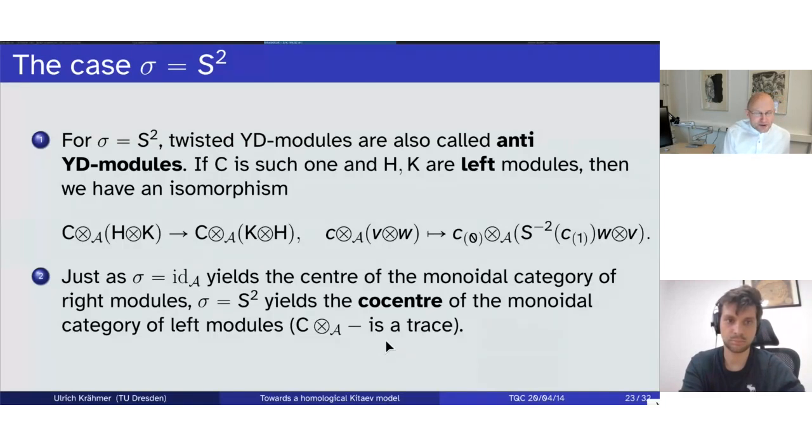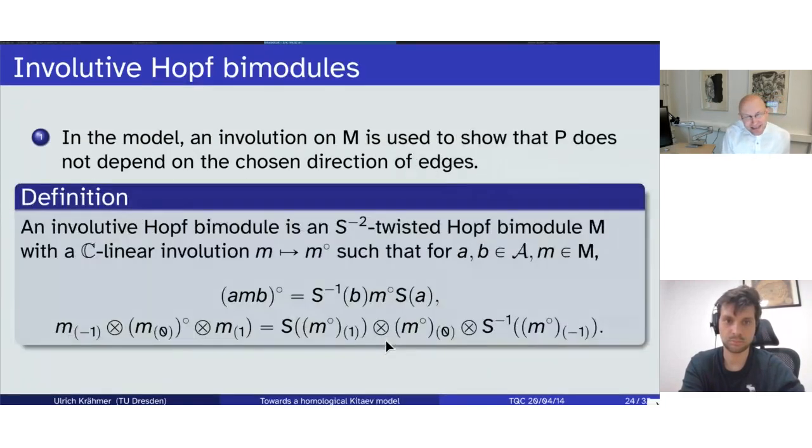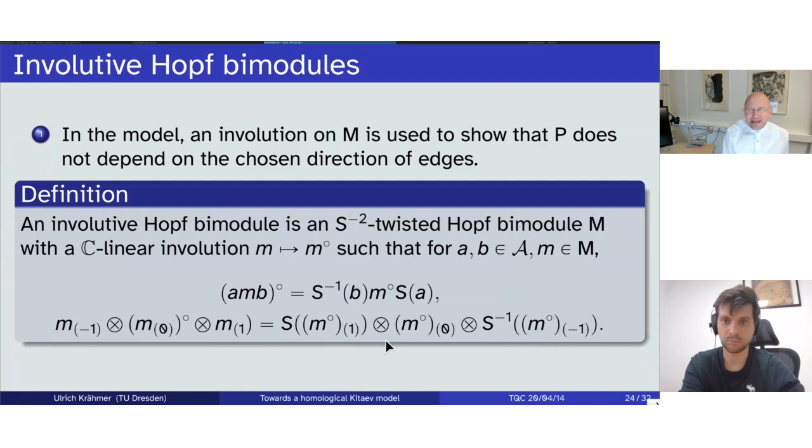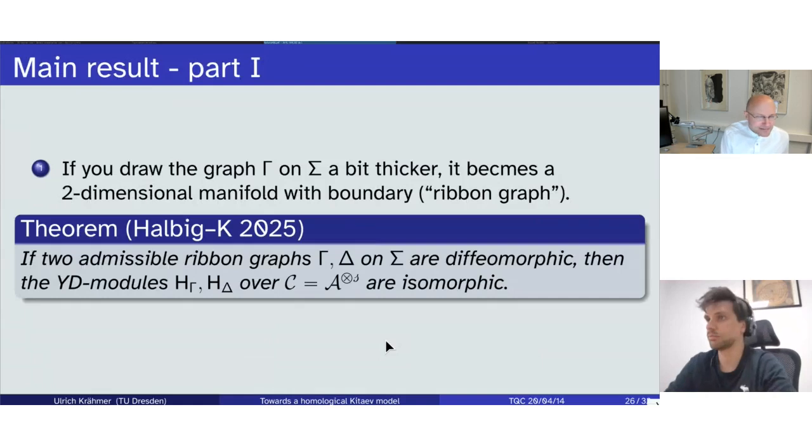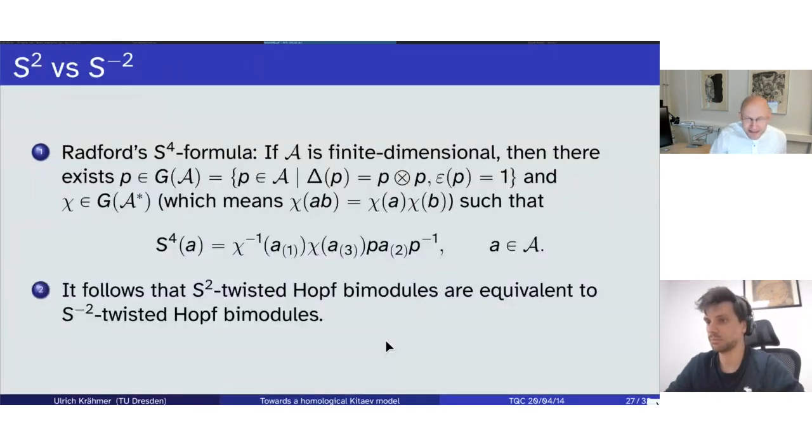These are the anti-Yetter-Drinfeld modules. And then I said, when we did the computations for the Kitaev module, it's the inverse of the antipode squared, which is the twist that we use. So this seems to diverge somehow, but there is a theorem that if you have a finite dimensional Hopf algebra, then the fourth power of the antipode can always be realized with such a conjugation-like formula.